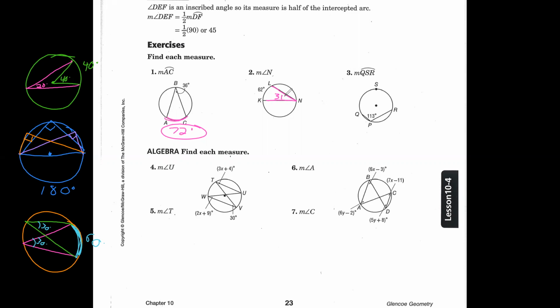On number 3, they want that entire big arc from Q through S all the way around to R. Well, you have 113 degrees for the angle. What's the arc? It's going to be quite big. We don't have to subtract it. Again, same idea. Just double it. You have 113 times 2. This whole thing is 226.